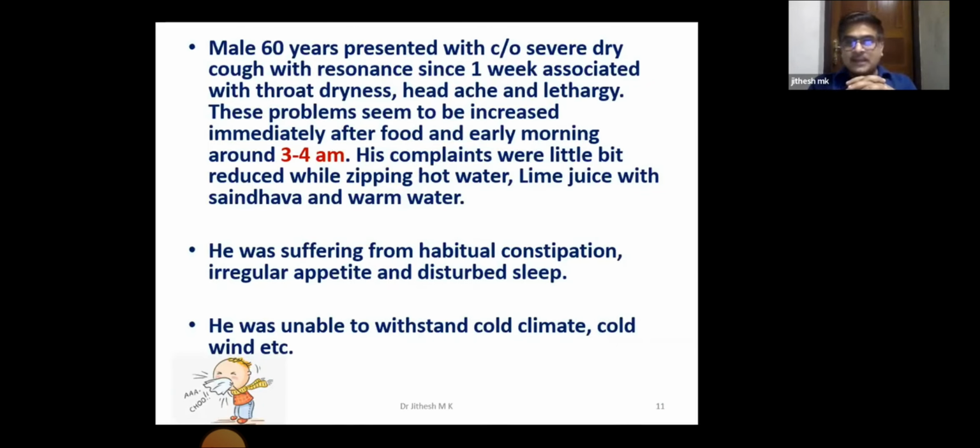So what could be the diagnosis? I think we will make it an interactive session. You can post the answers in the chat box.